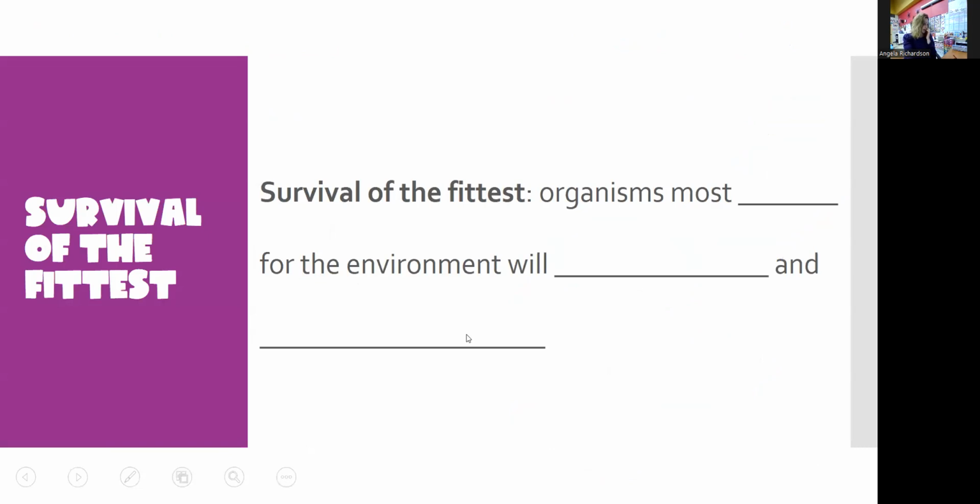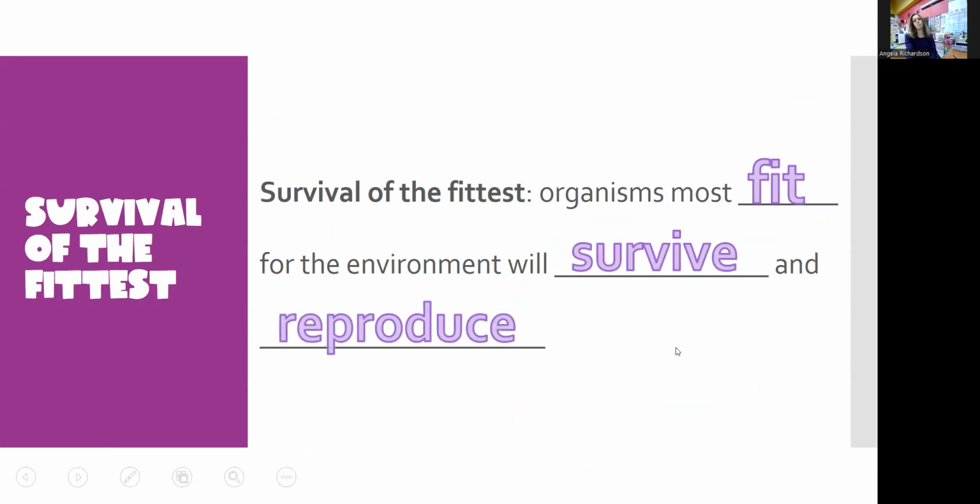So this idea of survival of the fittest says that organisms that are most fit for the environment are going to survive and reproduce, and we've hammered that into your head so many times.